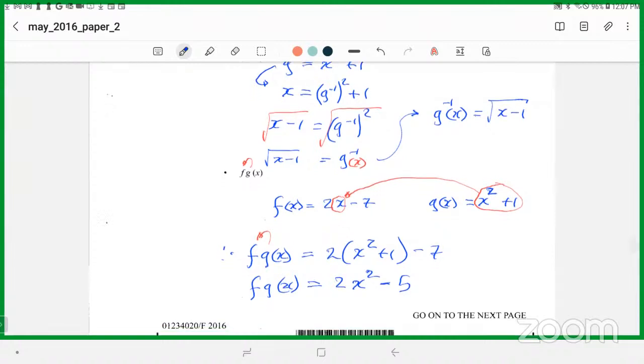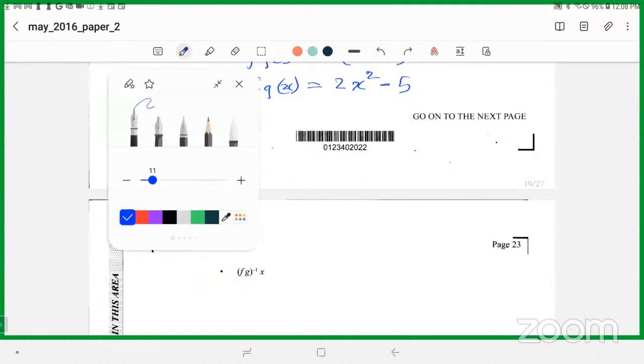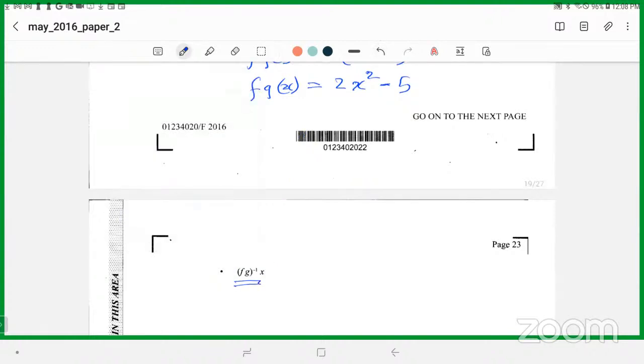And here now, they want us to inverse it. So they really want us to inverse this that we just found. So we're going to calculate this inverse. Again, we're going to do it the same way as we would if it was an f alone or a g alone. Same process. So we're going to leave off this of x and just write it firstly as fg equals 2x squared minus 5.